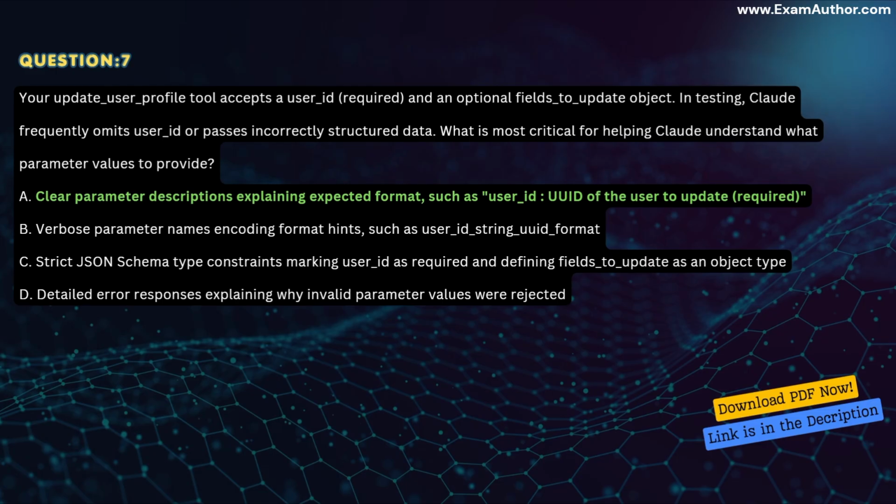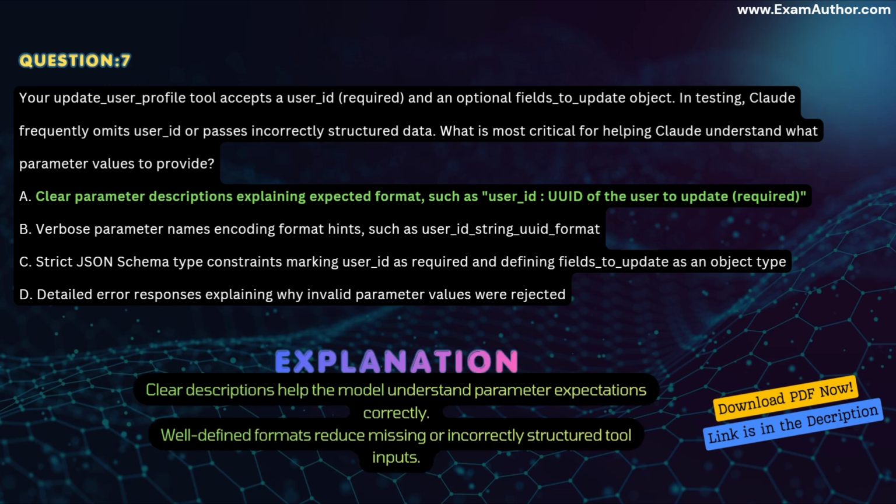Correct answer. A. Clear parameter descriptions explaining expected format, such as user_ID, UUID of the user to update, required. Explanation. Clear descriptions help the model understand parameter expectations correctly. Well-defined formats reduce missing or incorrectly structured tool inputs.